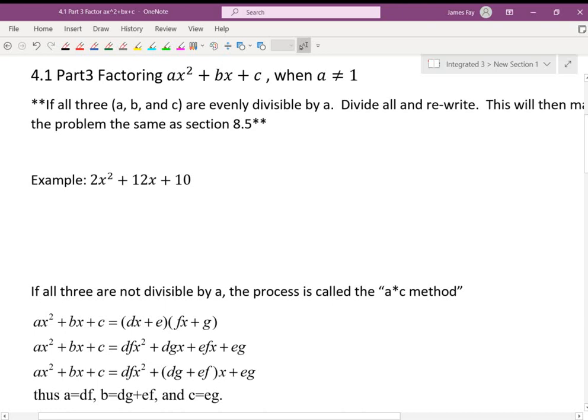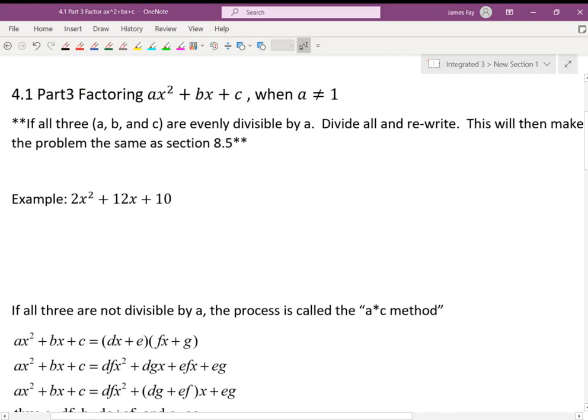It says if all three, a, b, and c, are evenly divisible by a, you're going to divide all and rewrite. It says this will make the problem same as the previous section. It should say 4-1, part 2 here. So basically what I'm saying there, in this example, do you see my A term right here is not a 1? So what we want to do is see, does every other term divide by that number? Does 12 divide by 2 and does 10 divide by 2? So we're going to do that.